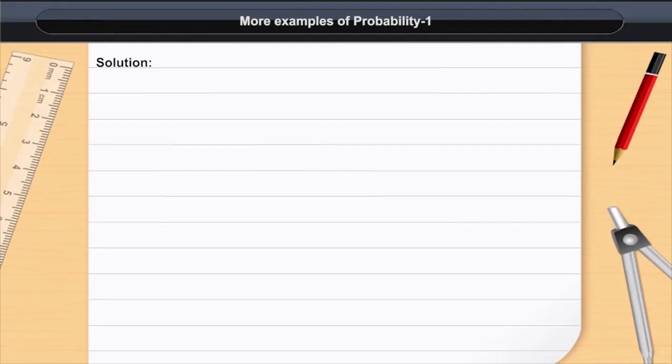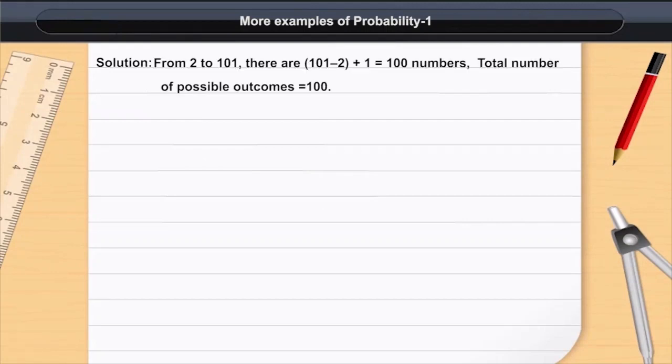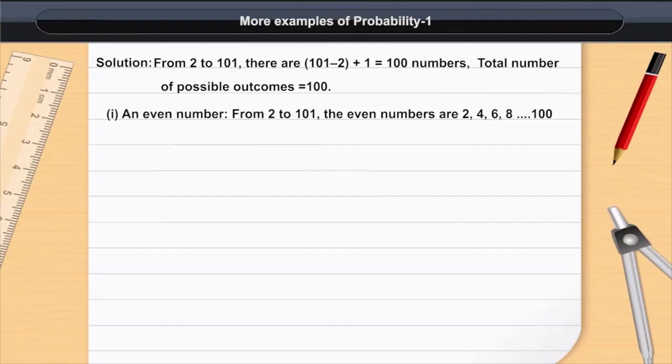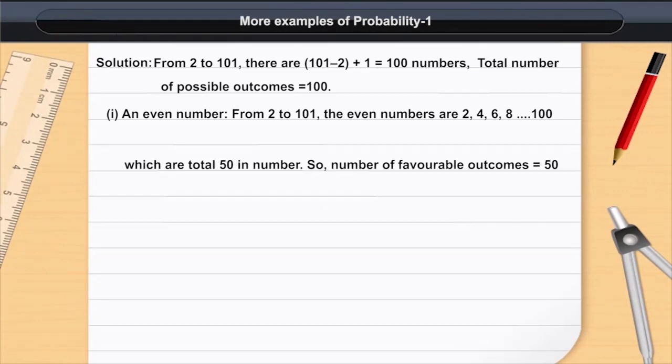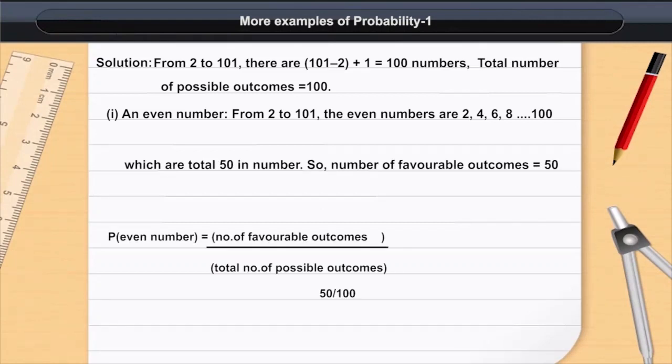Solution. From 2 to 101, there are 101 minus 2 plus 1, which is equal to 100 numbers. Total number of possible outcomes is equal to 100. 1. From 2 to 101, the even numbers are 2, 4, 6, 8 and so on up to 100, which are total 50 in number. So, the number of favorable outcomes is equal to 50.